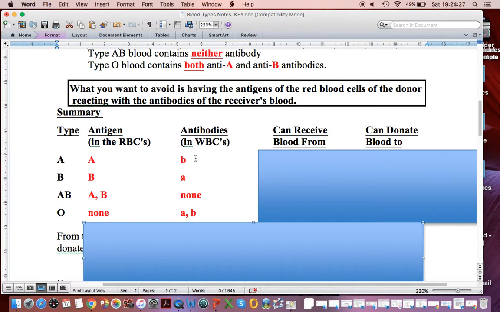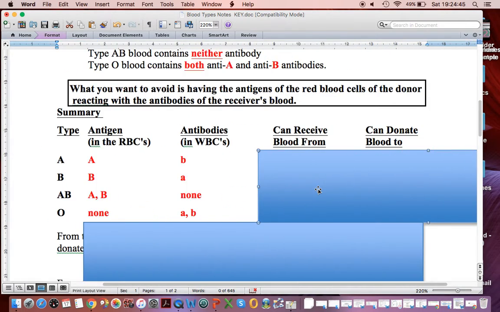And what you see is these two columns add up to A and B. If I have an A there, I have a B there. If I have a B here, I have an A there. If I have an A and B there, I don't have anything here. If I have nothing here, I have to have both of them there. So that's one thing, and you will have to memorize this, so make sure you get that under control.